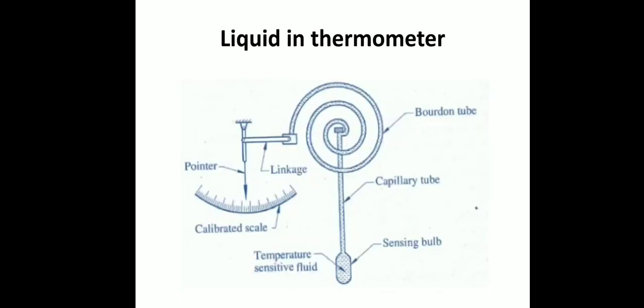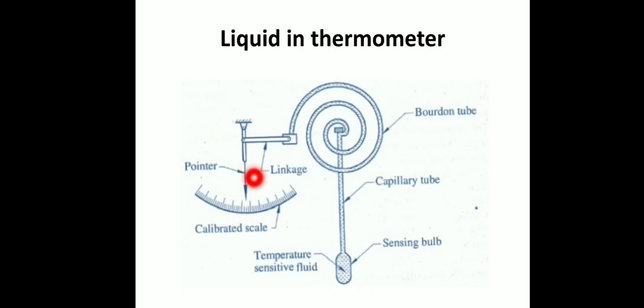And another type of thermometer is the liquid-in-glass thermometer. By using the expansion property of a liquid, we can determine the temperature of a system. Here you can see that the basic components are temperature sensing bulb, temperature sensing fluid, capillary tube, Bourdon tube, linkage, pointer and a calibrated scale.